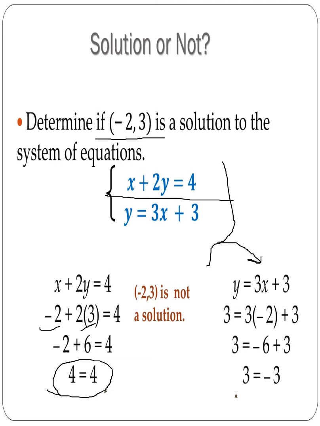Again, in equation 2, we are putting x equal to minus 2 and y equal to 3. But here, after solving, we are getting 3 equal to minus 3, which is not true. So in one equation it is coming true and in the second one it is not. So we will say minus 2 comma 3 is not a solution for the given pair of linear equations.